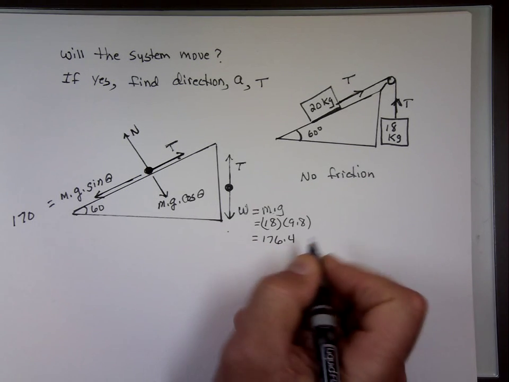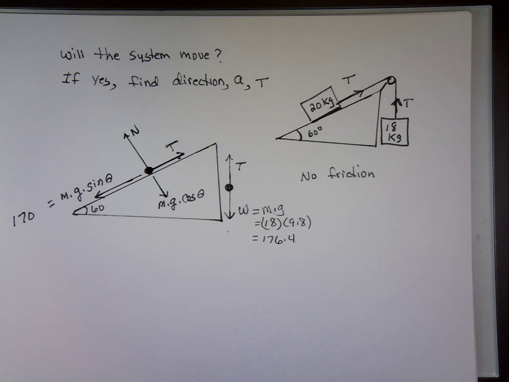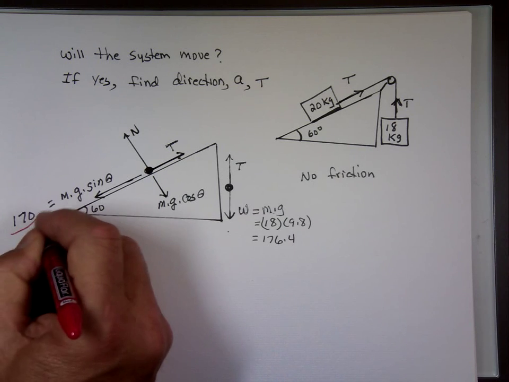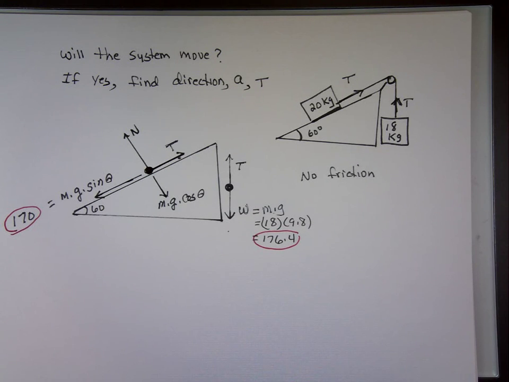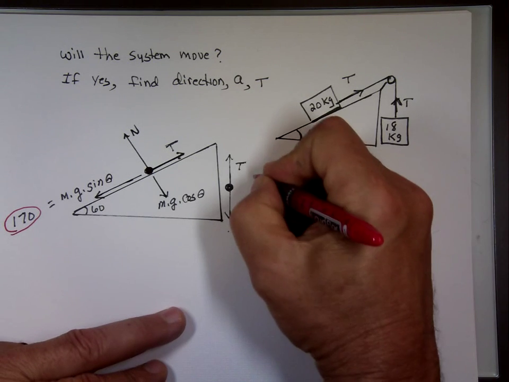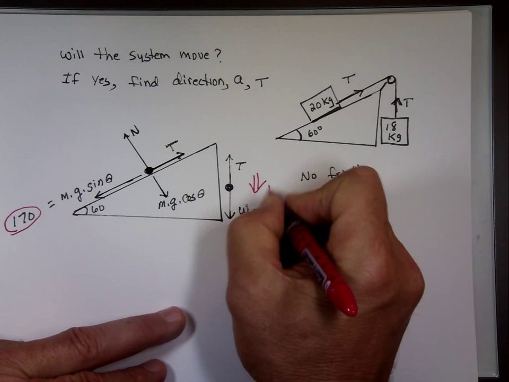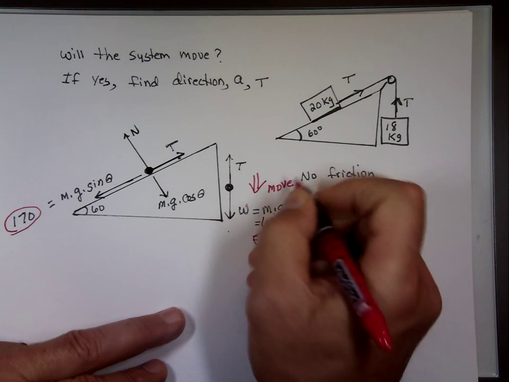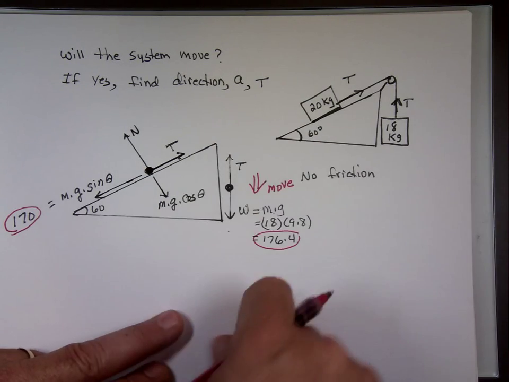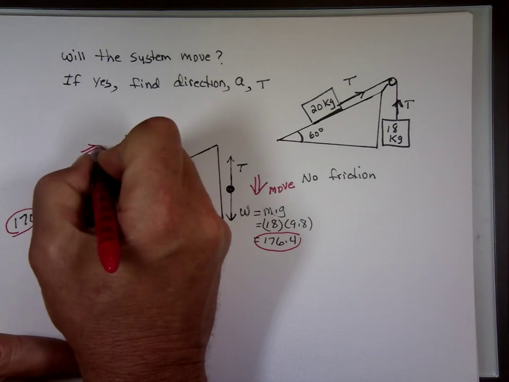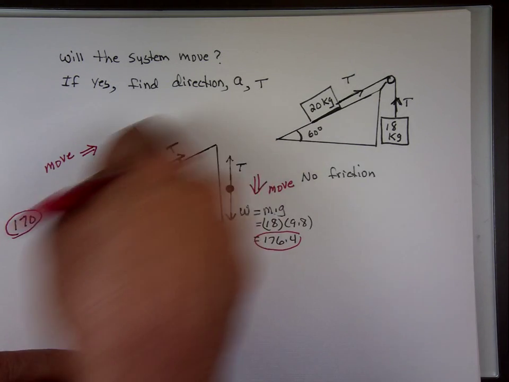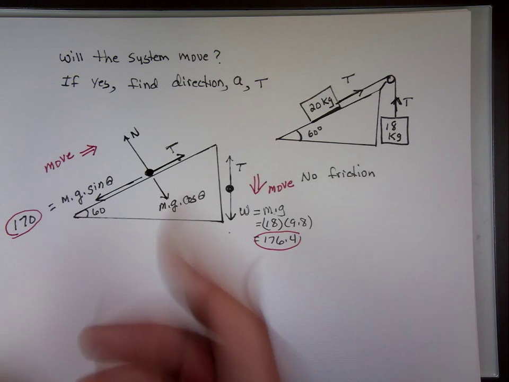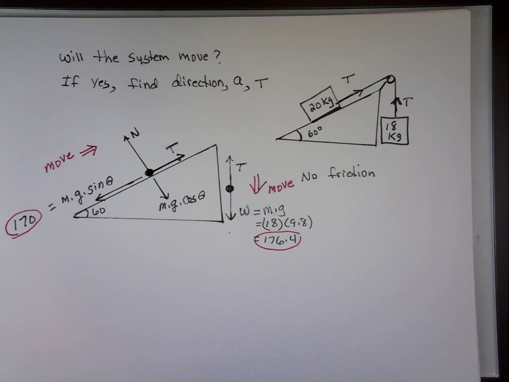Which way is it going to move? The only places you have to look, you look at this number and you look at that number. Which one is bigger? So this is going to go down, it's going to move this way. If they are equal, it's not going to move. Since this is bigger than that, this is going to go down and this is going to move up. If this number was bigger than this, it will move down and that will move up. That's how you know which way it's going to move. If they are equal, you're not going to move.